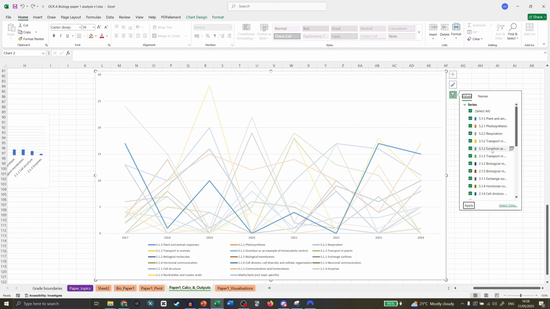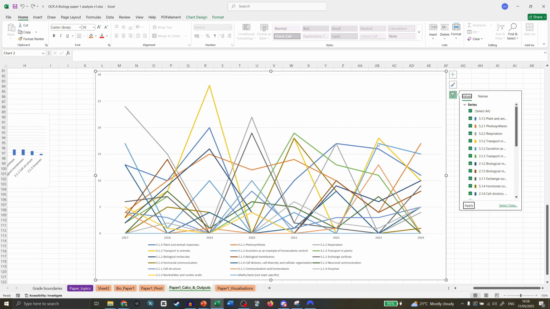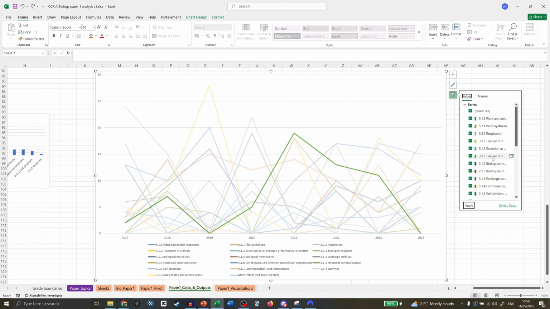Excretion is an important topic though. I think it's going to either drop close to 0 or be around the same. But dropping close to 0, I guess, makes sense because we've actually had 2 years where it was fairly high. So I actually think this one's going to drop quite low. Maybe they'll push that into paper 3. I don't know.